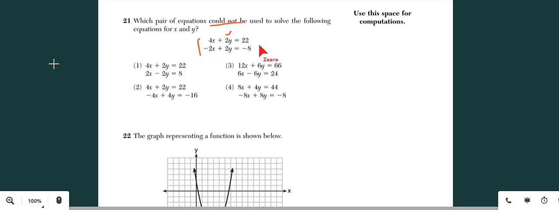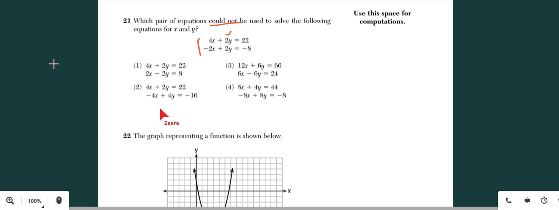Look at this one. They kept the first equation the same. For the second one, they multiplied it by 2. So 2 times negative 2 is negative 4, positive 4, and then negative 16. Yeah, we can eliminate x from this.